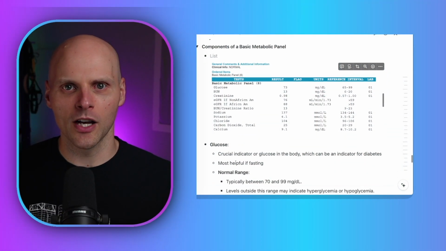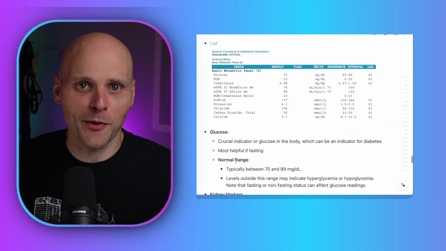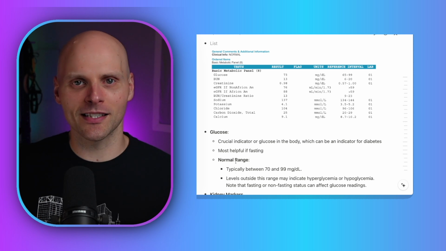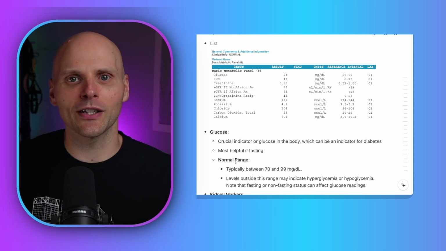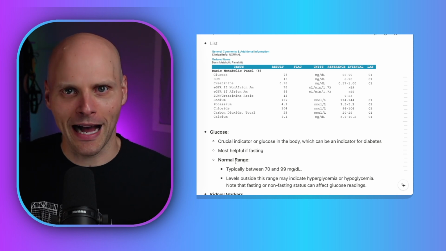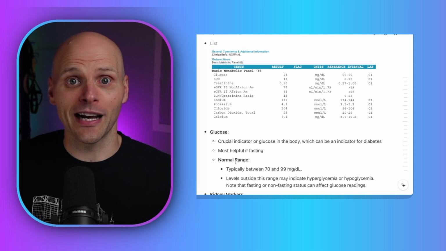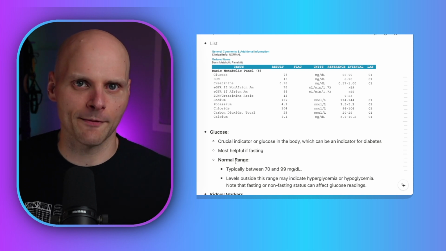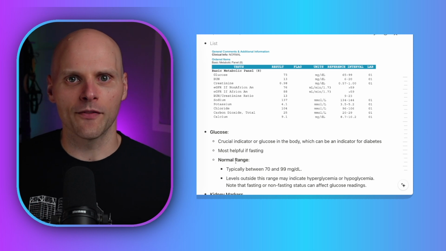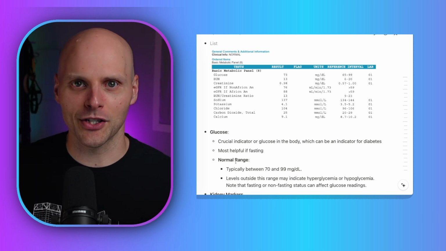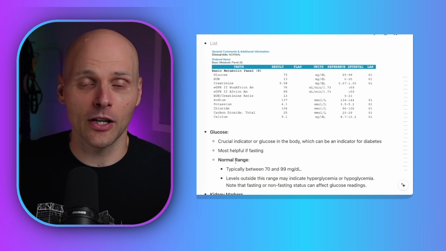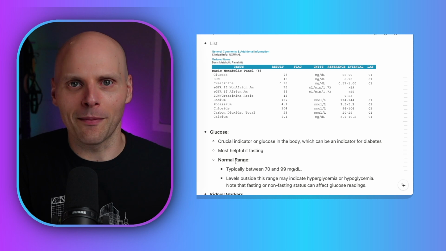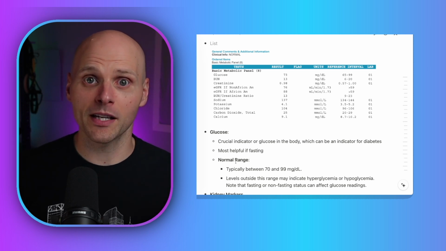So first and foremost, glucose. Obviously, most people are familiar with what glucose is, right? Or sugar. So glucose is blood sugar. It's a critical indicator of how much glucose is going on in the body, which can be an indicator for diabetes, and it can be very helpful as well. But it's most helpful when we're fasting. So if you don't get this fasting, if you're saying, hey, I've got this and I just ate, then we don't know necessarily what to make of it. That's not the reason you order a BMP typically, although you can.